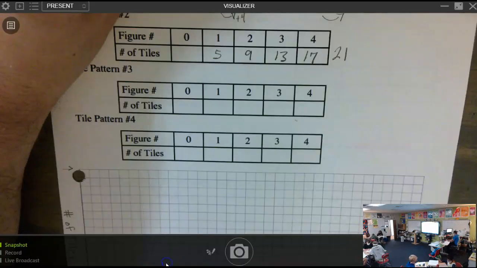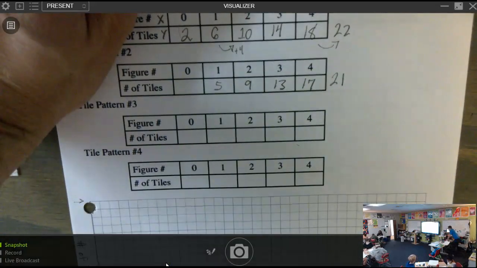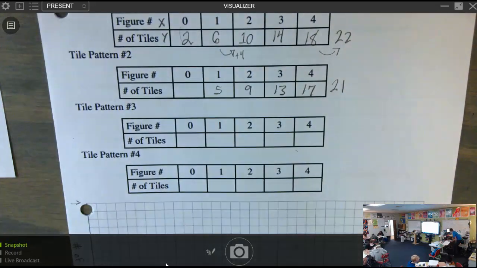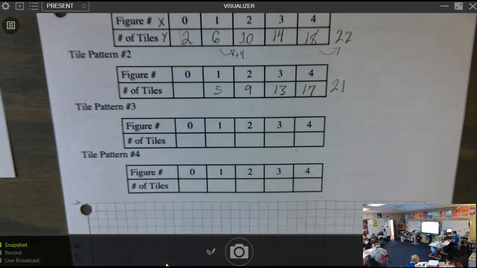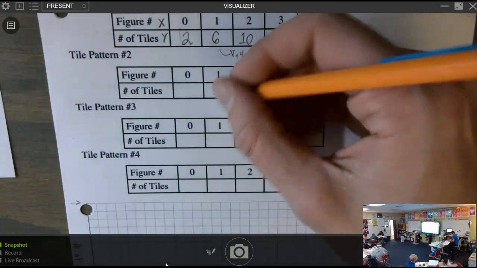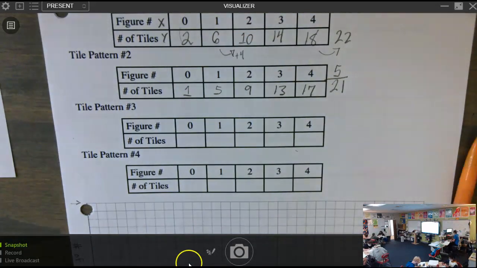So we also said we're going to extend this out to figure 5, just to get that prediction in there. So figure 5 would have 21 there. If we work backwards, figure 0 has 1. So that is what we're doing.